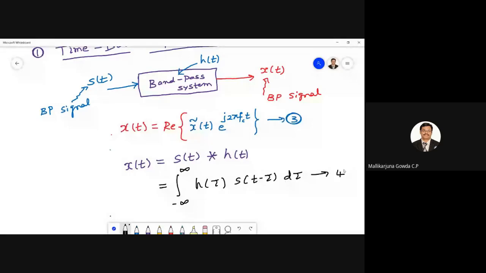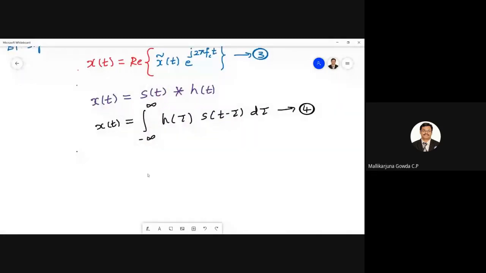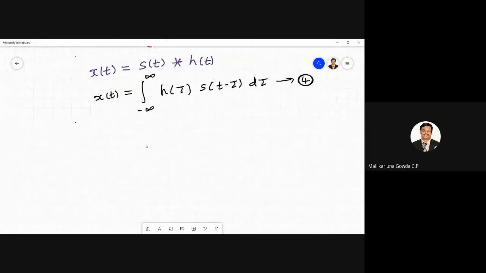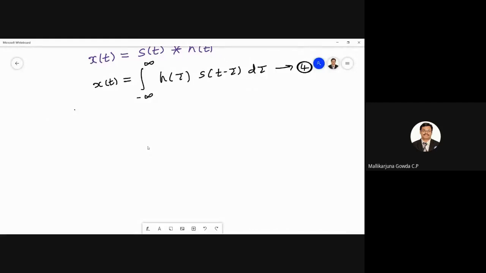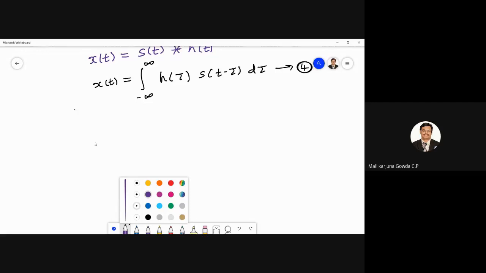What you will understand, if you know the basics, is that you will be able to go through every step without difficulty. I just expressed the output of the bandpass system in terms of its complex envelope, then related it to the input signal and wrote the convolution integral. Now, let me express the impulse response of the bandpass system in terms of its pre-envelope. You all know what the pre-envelope is. How do I write the pre-envelope of the impulse response of the bandpass system?